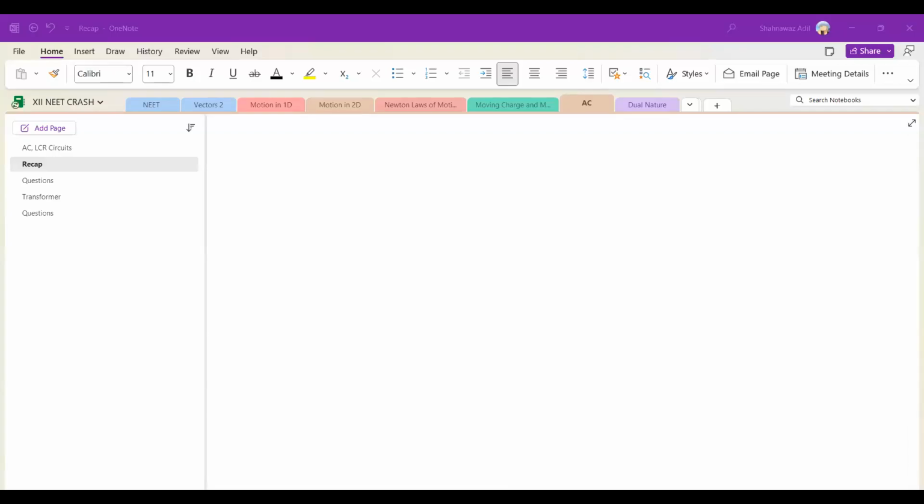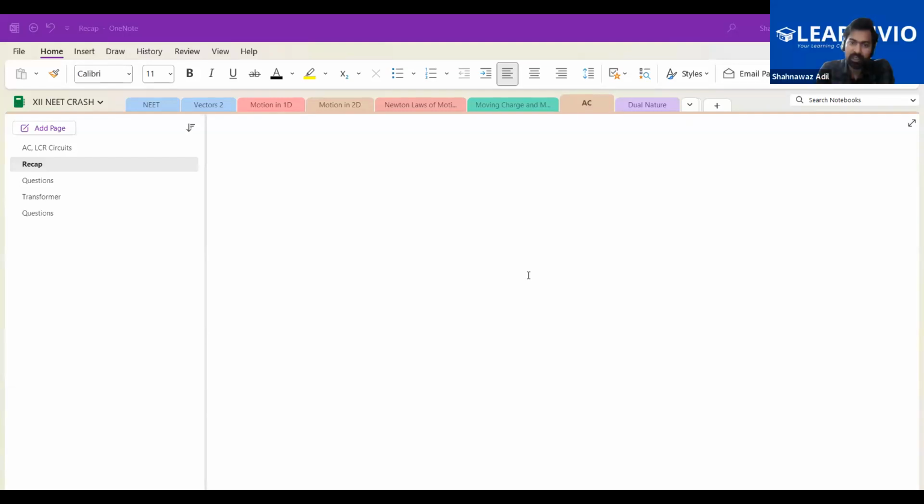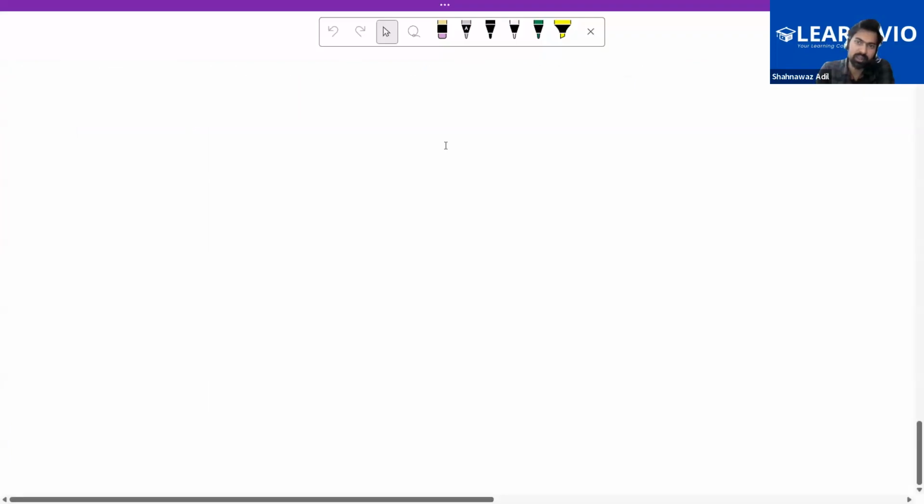So we understood that in the resistive circuit, the current is in the same phase with the voltage, right? With the input voltage that you are getting. And we also saw that for the inductor case, the current is lagging by 90 degrees, right?